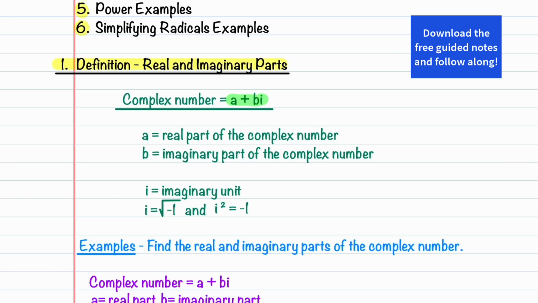A complex number is any number that can be written in the form a plus b times i. a is called the real part of the complex number, and b is called the imaginary part. The letter i is an imaginary unit, and it's equal to the square root of -1. And then if we square both sides, we can see that i squared is equal to -1. And we'll use both of those definitions in our example problems.